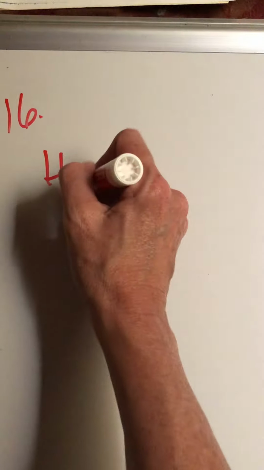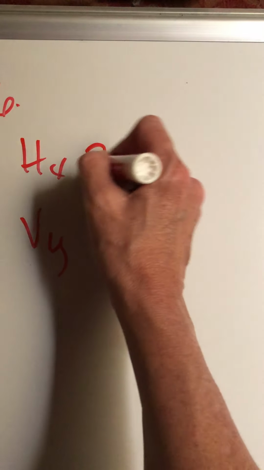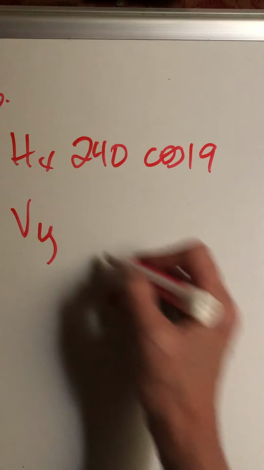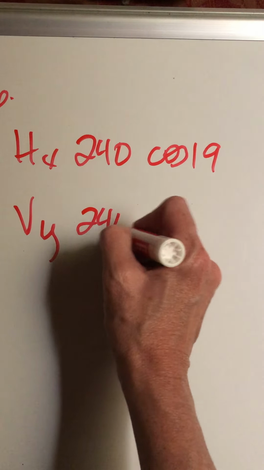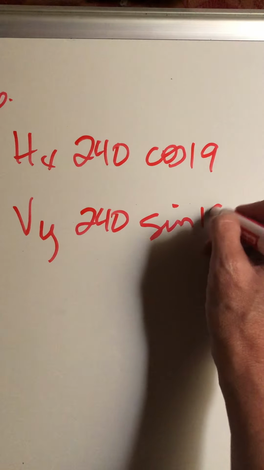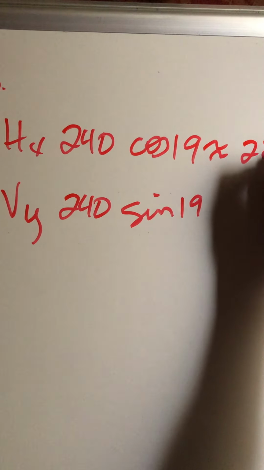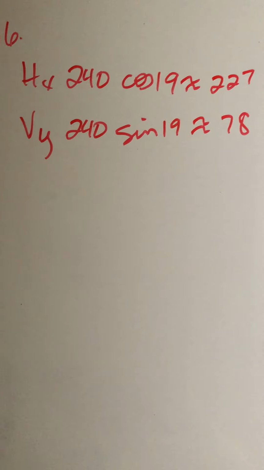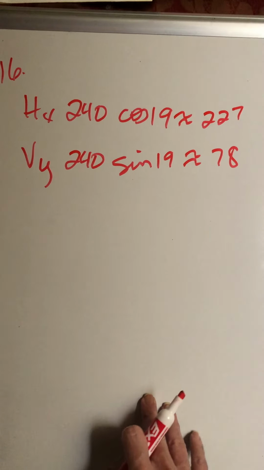So again, you want the horizontal and the vertical component. My horizontal component would be the speed, which is 240, times the cosine of the angle 19. And then my vertical component would be 240 sine of 19. So 240 cosine of 19 is about 227, because they want it to the nearest whole. And then 78 for my vertical. Vertical, horizontal, that's the way those work.